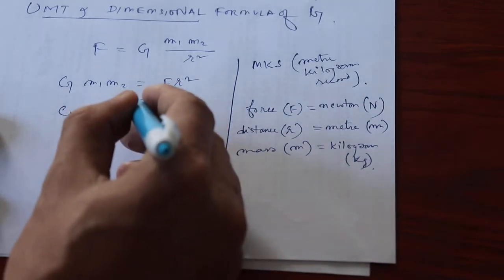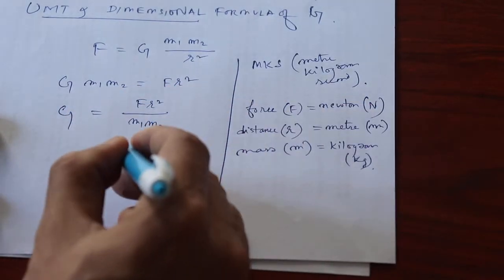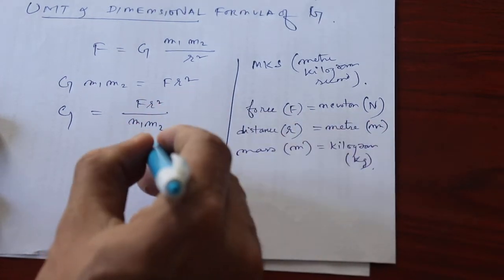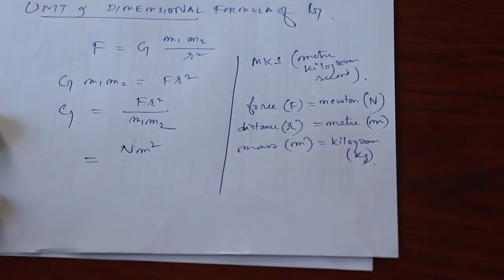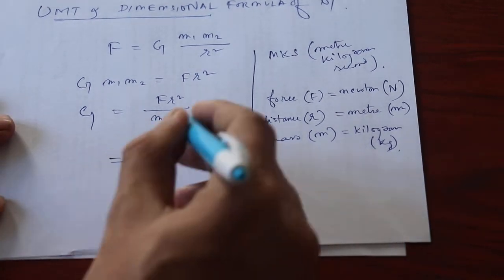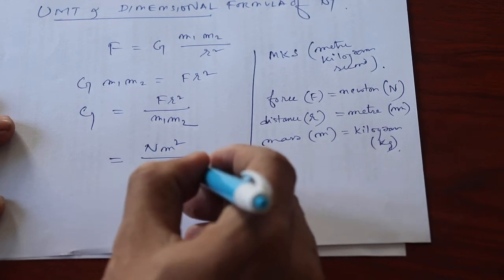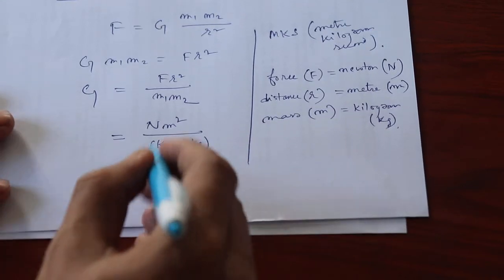So you get force for what? You have this Newton, r for meter. There is square, just put on square here, right? Then mass. You have two masses. So kg for one mass and kg for the next mass. So you have kg for m1 and m2.